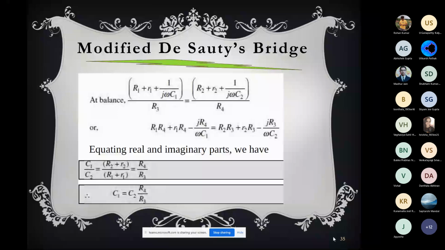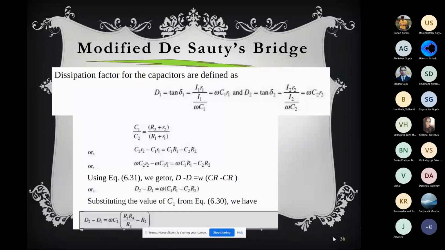Here another thing we need to know is the dissipation factor. If you know the dissipation factor, then only you can calculate the small r1 or r2. So the dissipation factor of the capacitance is defined as tan delta 1 equals I1 small r1 by I1 by omega C1. I1 will cancel out, we have seen it earlier. So it will be omega C1 small r1. And the dissipation factor of capacitor 2, D2, equal to tan delta 2, will be omega C2 small r2.